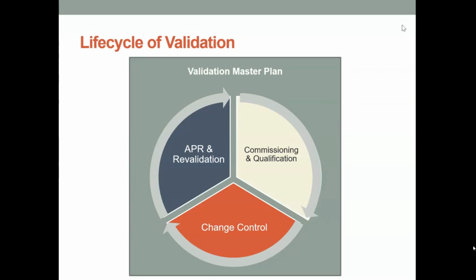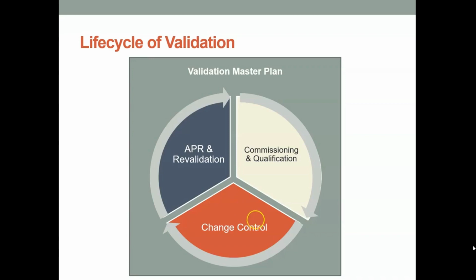So the life cycle of the validation, the overriding thing is your validation master plan. That sits on top of all of your validation activities on a site, and it details your approach to validation for the site. The part that we've been discussing so far is your commissioning and qualification. So when we think of validation, that's the main aspect that we tend to think of, the physical validation of the system. On an ongoing basis then, how do we maintain that life cycle of validation? How do we keep our equipment, our facilities, our utilities and our processes in their validated state?